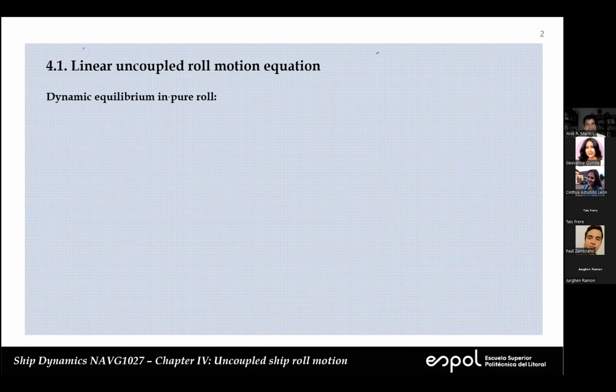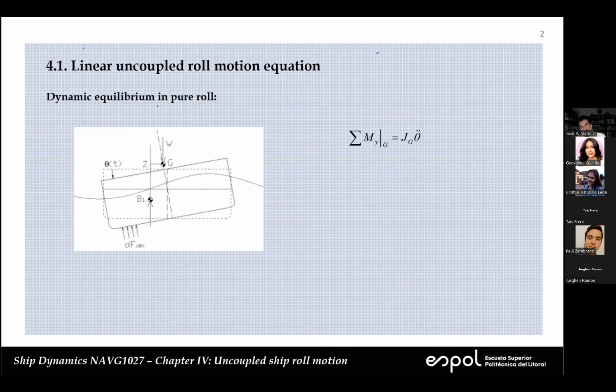So, pure roll. So there is only roll, no other motion. So this is the situation, okay? And we're going to consider that we have an axis passing through the center of gravity of the ship. And we're going to take moments with respect to that point.